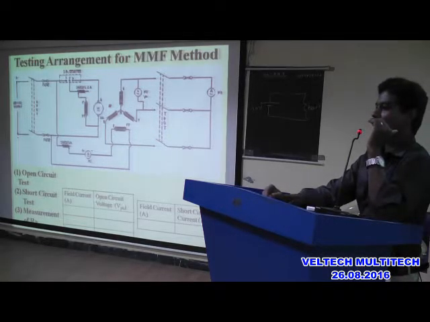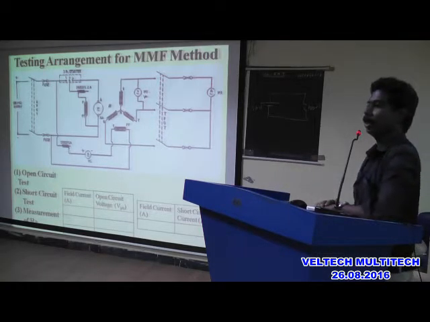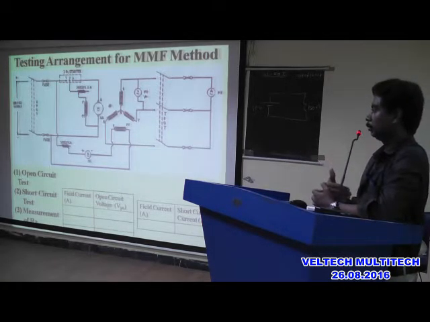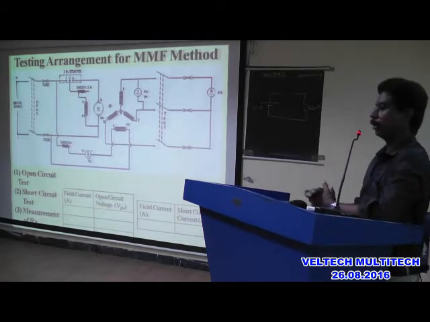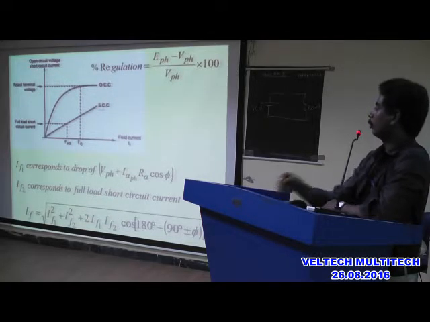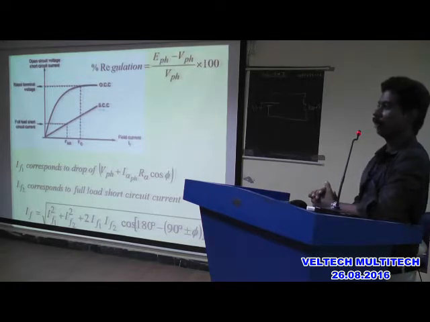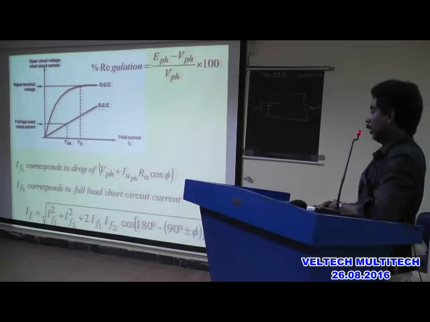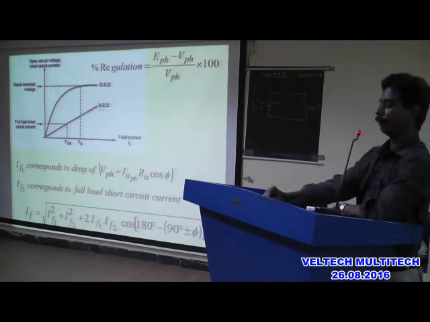Then this is the MMF method arrangement. There is no difference between the EMF method testing arrangement and the MMF method testing arrangement. You have to use the same procedure, the same tests: open circuit test, short circuit test, and armature resistance test. Same tabular column you will have, only the calculation is different. Here we have to use the field current: IF equals root of IF1 squared plus IF2 squared plus 2 IF1 IF2 cos of (180 degree minus (90 plus or minus 5)). So here you have to calculate the field current.